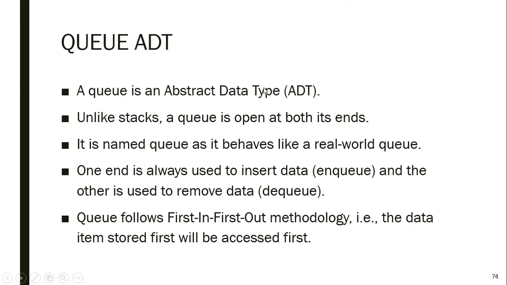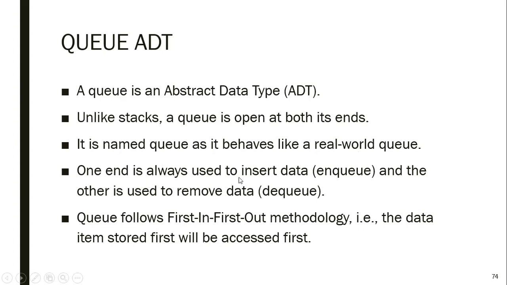It is also an abstract data type. Unlike a stack, a queue is open at both ends. You can add into a queue at the back of the queue, and if you are at the front of the queue, you will be served first and you can leave the queue. So it means insertion happens at one end, the rear end, and deletion happens at the front end of the queue. So both ends have operations on them, unlike a stack, where push and pop depend on the value that is on top. It is named queue as it behaves just like a real world queue.